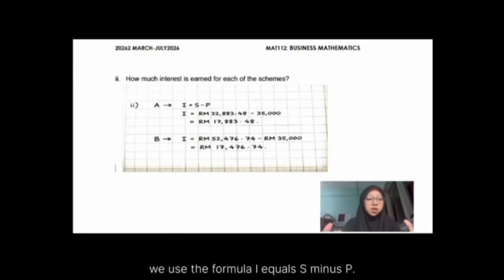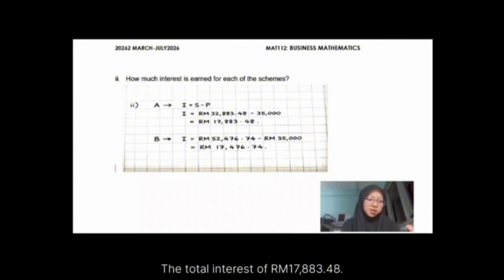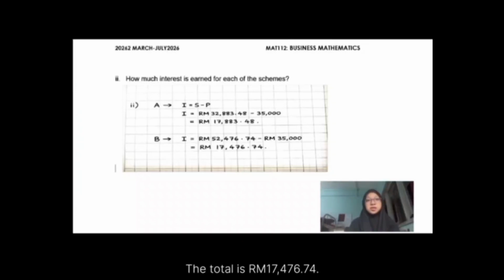Next question, we need to calculate the interest earned for both schemes. To find the interest earned I, we use the formula I equals S minus P. We subtract the principal from the total accumulated amount. For scheme A, we take 52,883 ringgit 48 cents minus 35,000 ringgit. The total interest is 17,883 ringgit 48 cents. For scheme B, we take the accumulated amount of 52,476 ringgit 74 cents minus the principal of 35,000 ringgit, total 17,476 ringgit 74 cents.